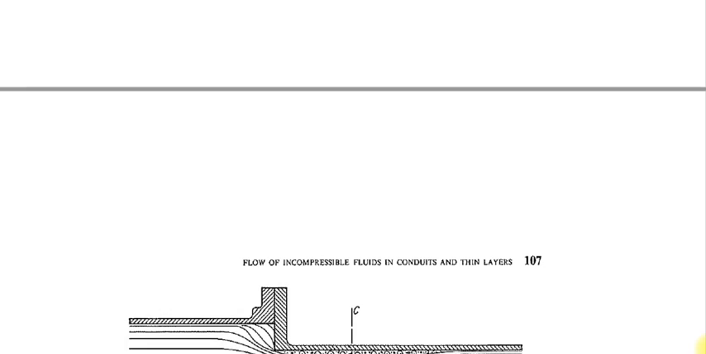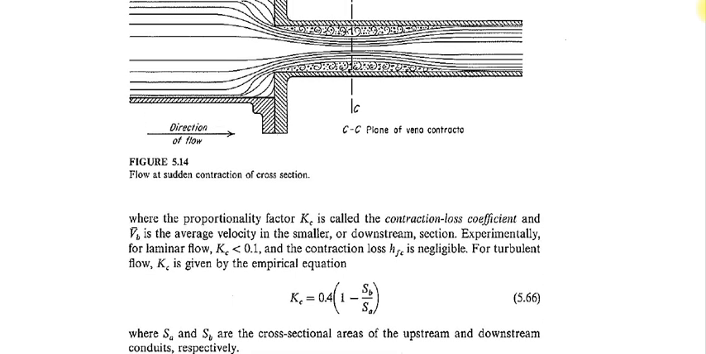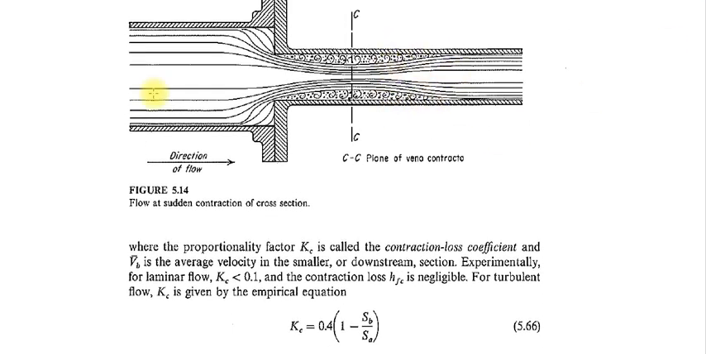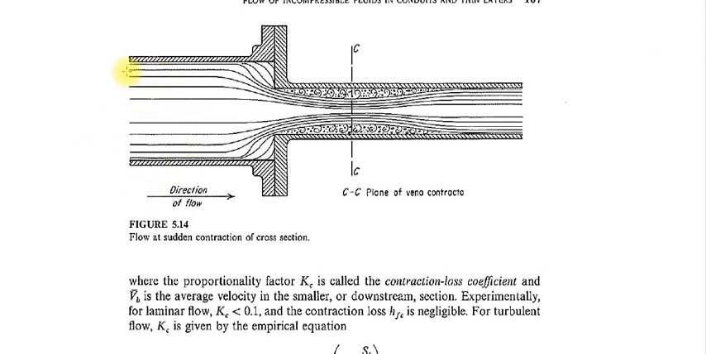Kc is again the contraction loss coefficient, and Kc is calculated by Kc equal to 0.4 multiplied by 1 minus Sb by Sa, where Sa is the upstream cross-sectional area, meaning the area of the larger pipe, and Sb is the downstream cross-sectional area, meaning the area of the smaller pipe. Sa is the cross sectional area of this pipe and Sb is the cross sectional area of this pipe.